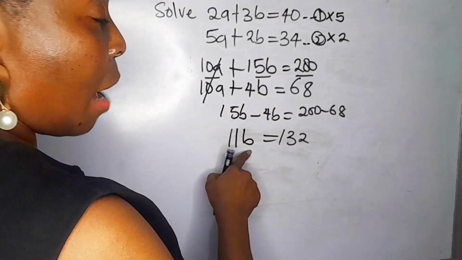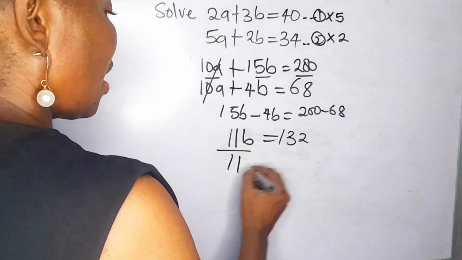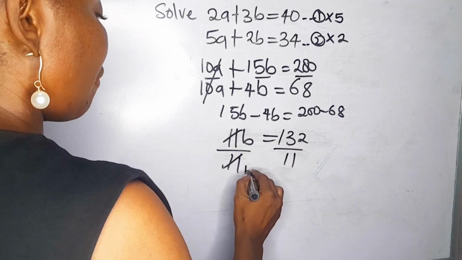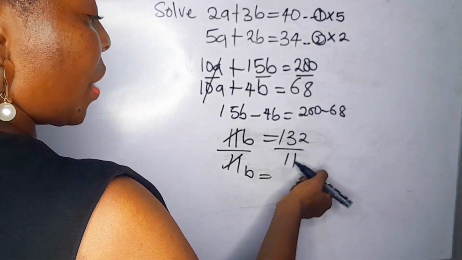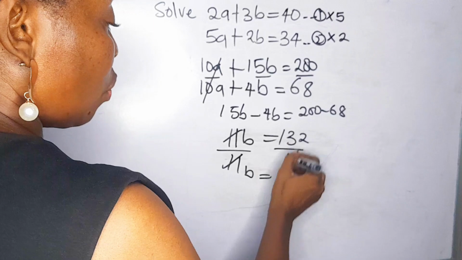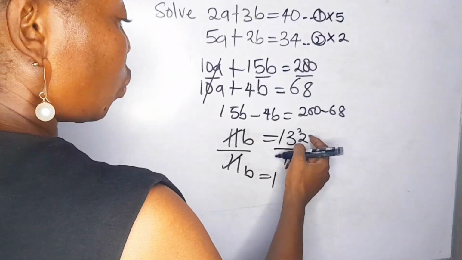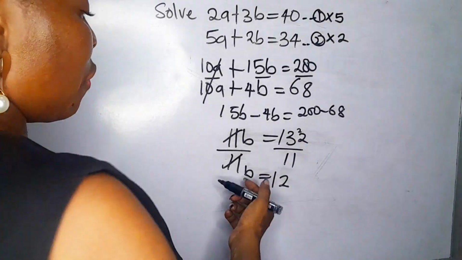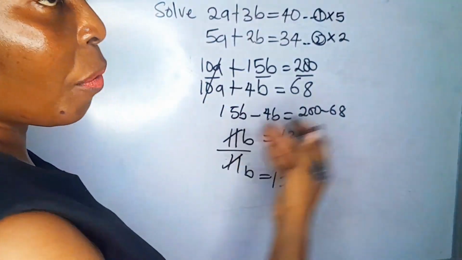132. To get our B, we divide both sides by 11. 11 here and 11 here. 11 cancels out 11. We have B remaining. 11 into 13, if we break it down, will give us 1, which is 11, remain the 2. And 11 into 22 will give us 2. So we have solved for the value of B by eliminating A, by removing A.